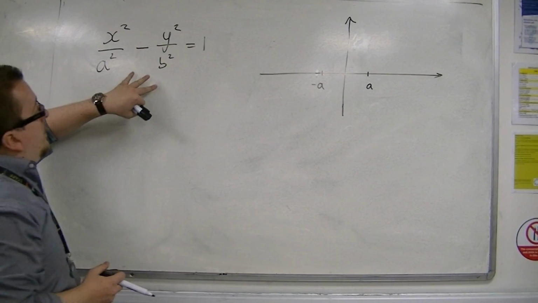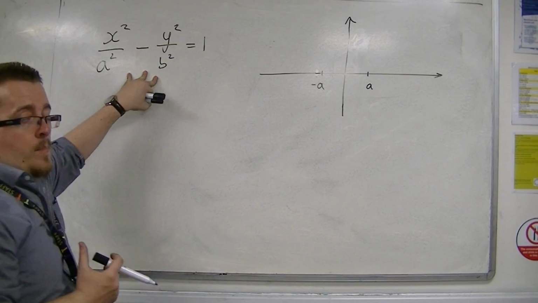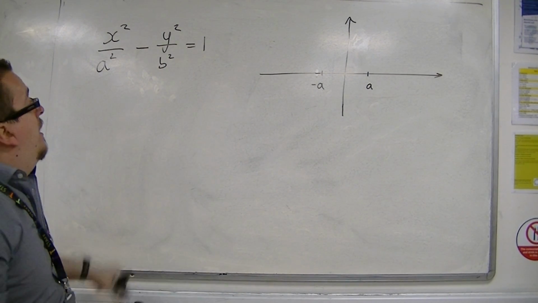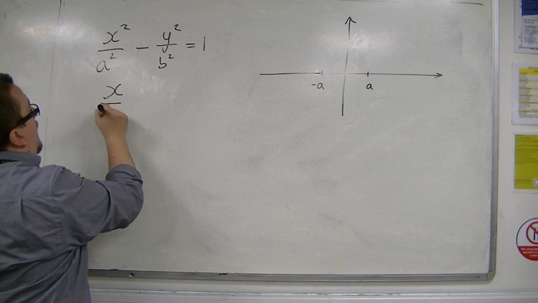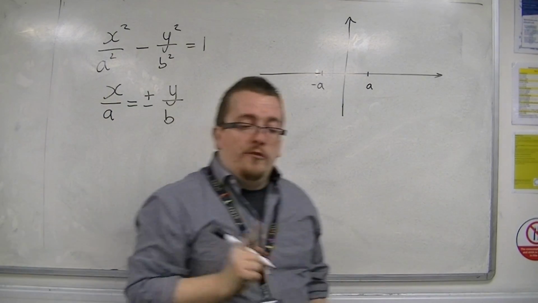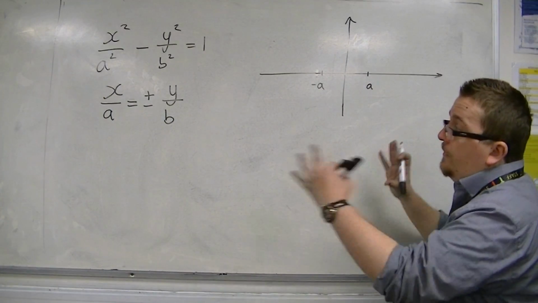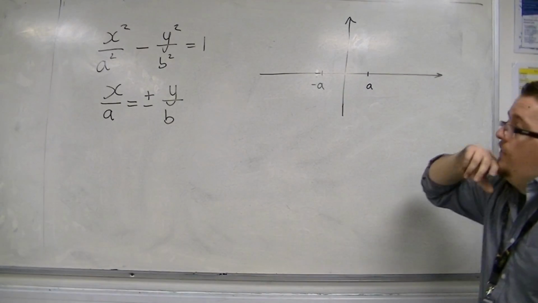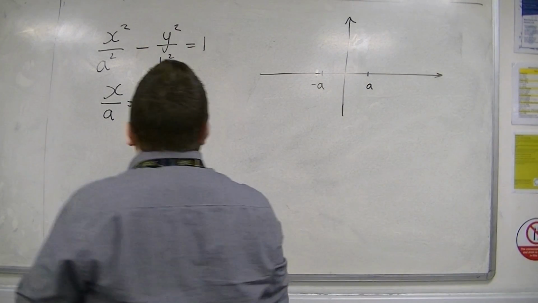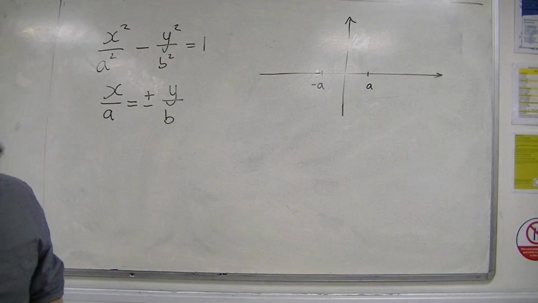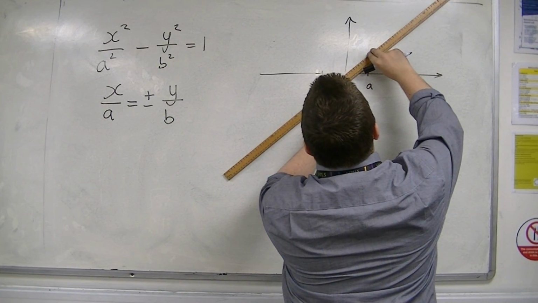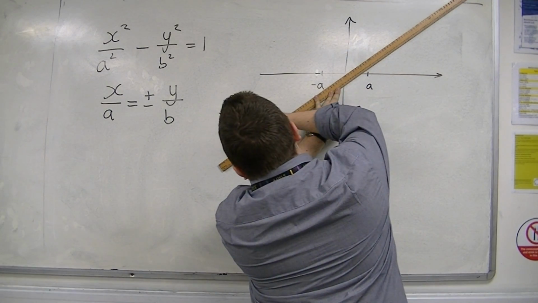Now, what we also find is that a hyperbola has asymptotes, and the equations of the asymptotes are given by x over a is equal to plus or minus y over b. This is given to you in the formula booklet on page 5, it's in the table. So these are the equations of the asymptotes that we're looking for here. So what they give you are two asymptotes, both of which go through the origin.